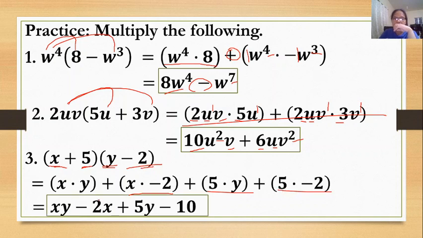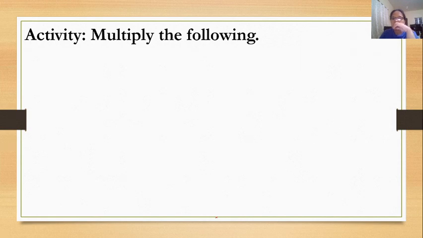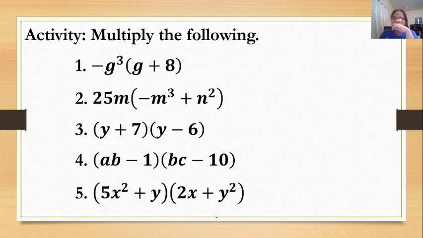So when you simplify x times y, since they are of different variables, just simply copy them, x, y. X times negative 2 is negative 2x. 5 times y is 5y. And 5 times negative 2 will give us negative 10. So here's the activity. If you would like to answer it, you can pause the video. And if you find it too fast, you can always go back to the slides.